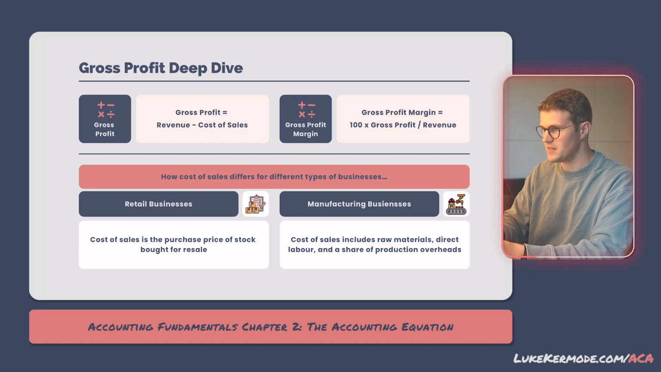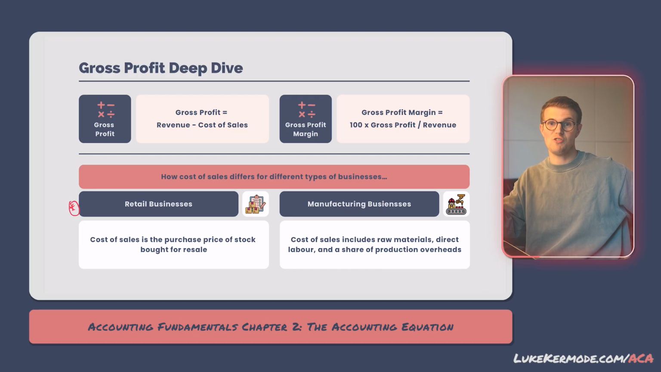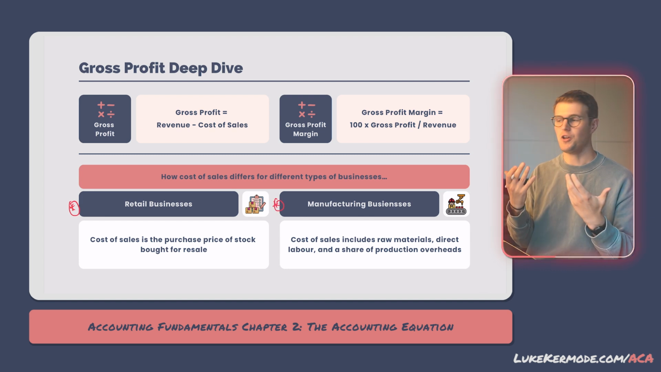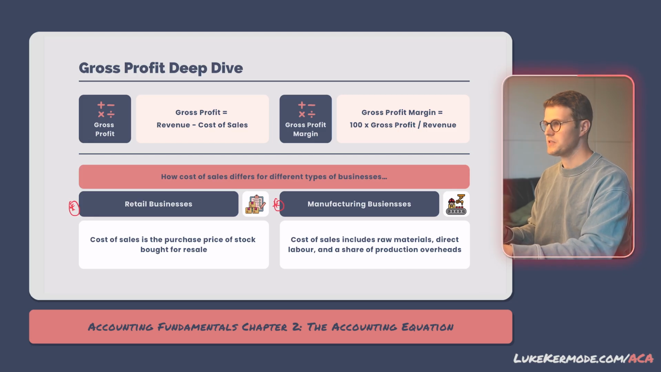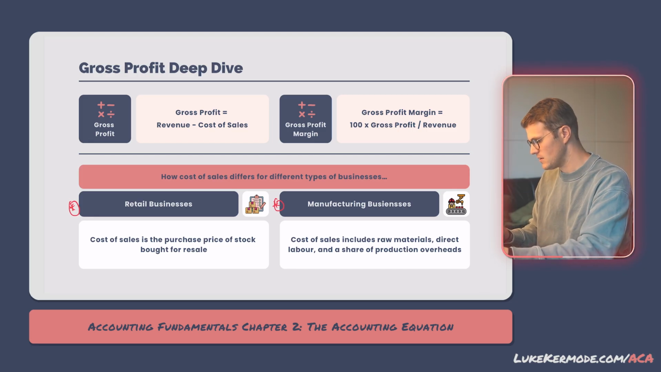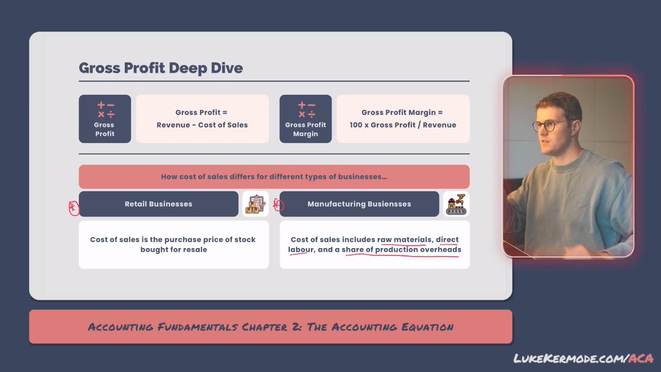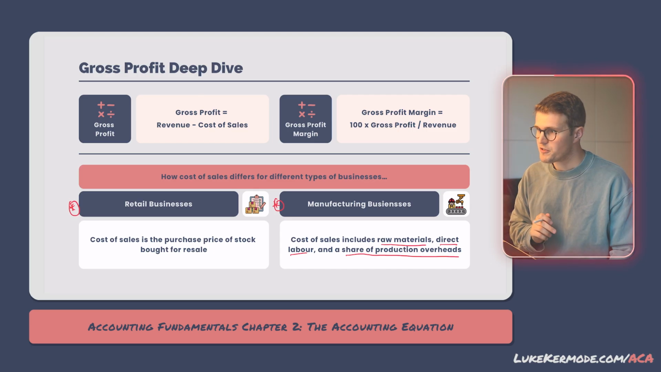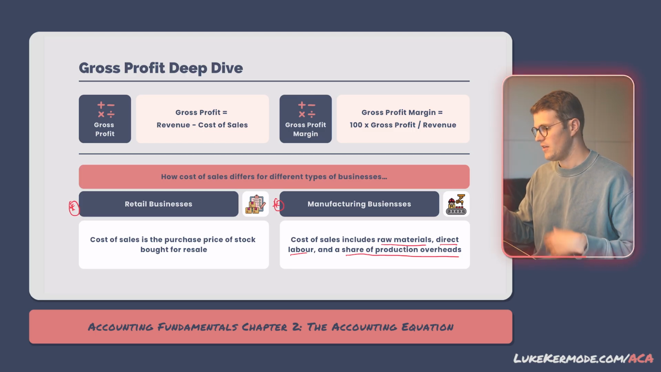In retail businesses, cost of sales is typically just the cost of buying the goods it's reselling, like what a shop pays its supplier for its inventory, which it then goes on to resell at a profit. But in manufacturing businesses, where the business actually makes the goods it's selling itself, cost of sales is far more detailed. It's going to include things like raw materials, direct labour, and a share of production overheads, things like factory rent or equipment depreciation. To assess profitability on a relative basis, we need to look at the gross profit margin.